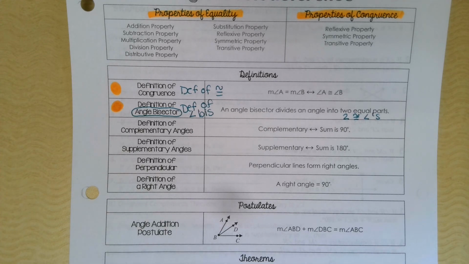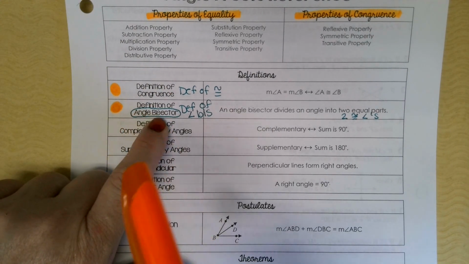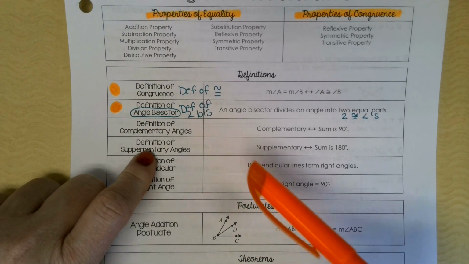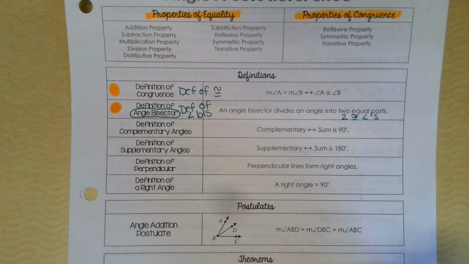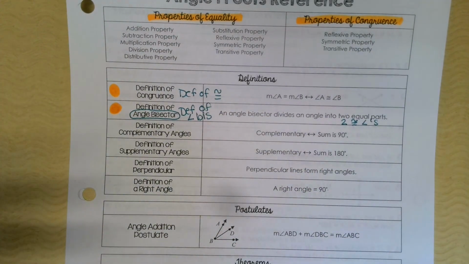So usually this shows up in the given. So you have something bisects angle ABC, and then the next step you'll say, oh, angle 1 equals angle 2. Why do they equal each other? Definition of angle bisector. It's really easy to get those once you figure out what the definition is saying.